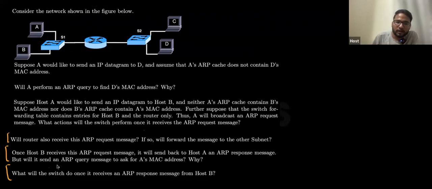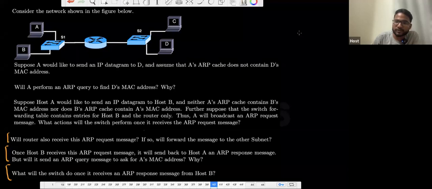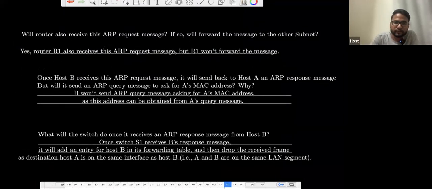Yes, that's correct. Now, once host B receives the ARP request message, it will send back the ARP response message. But will B send an ARP query message to ask for A's MAC address? No, because the ARP request message itself has A's MAC address. This address can be obtained from A's query message.